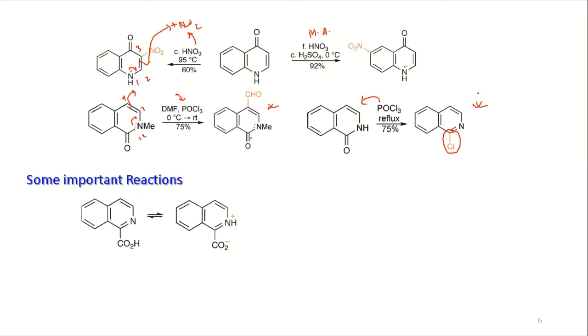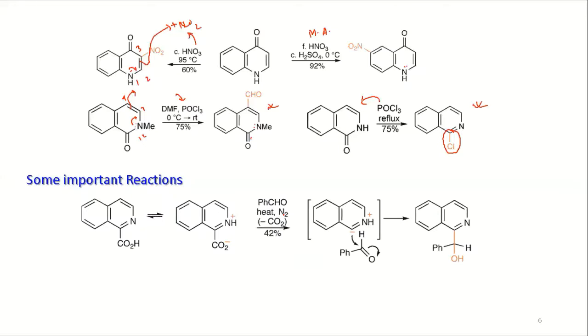Some other important reactions: you have carboxylic acid. If it is at the 1 position, it will make the zwitterionic form. Now if you heat it, the decarboxylation process will happen, and that will generate a negative charge here. You see the negative charge, and that can act as a nucleophile. So if you use any kind of carbonyl compound, it will attack and form the alcohol group there. So this group will be formed, or you can do any other nucleophilic reaction. So this is very, very important.